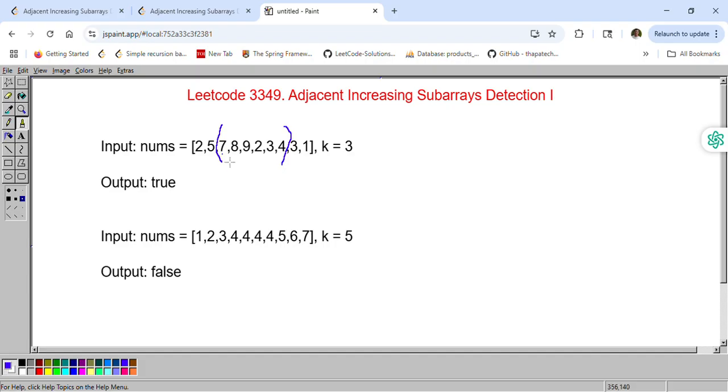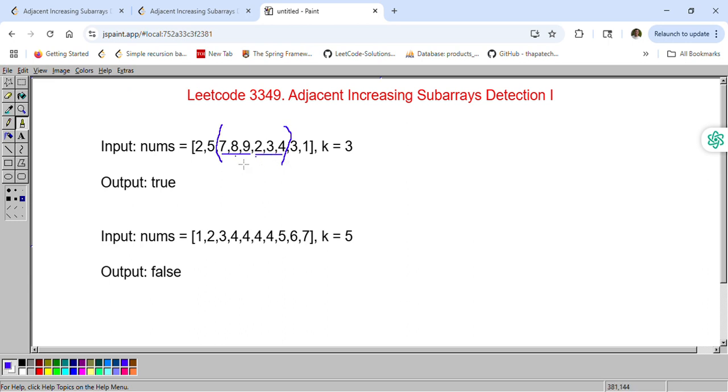Now first you will check the first 3. So this is one subarray. Is it strictly increasing? Yes. Since this is strictly increasing, we are interested in checking the next one, because if this is not strictly increasing, then there is no point in checking the adjacent one. This must be strictly increasing, then only we will check the next one. So the next one is this. Is this strictly increasing? Yes.